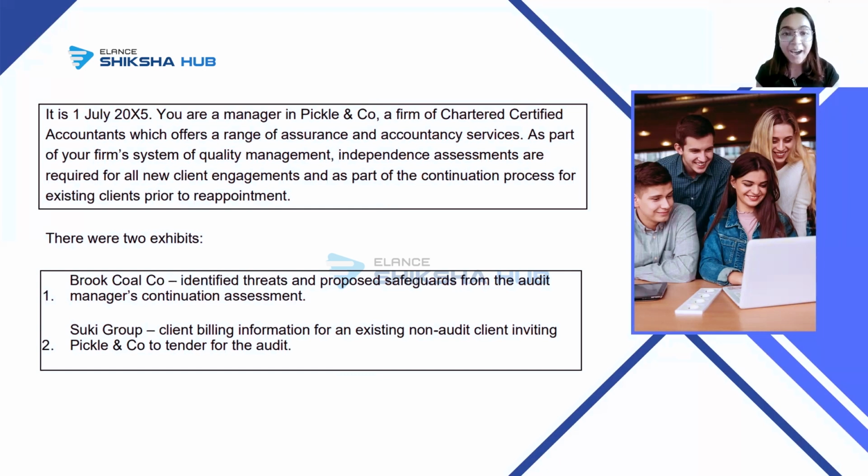It is 1st July. You are the manager in Pickle & Co., a firm of CCA, which offers a range of assurance and accountancy services. As a part of your firm's system of quality management, independent assessments are required for all new client engagements and as a part of the continuation process for existing clients prior to reappointment. So it was very clear from this paragraph that they were implementing quality management for all clients, be it a new client or an existing client who wants to get reappointed. The quality management system was very, very important. As I told you, there were 2 companies, Brook and Suki. Brook had the first and Suki had the second requirement.